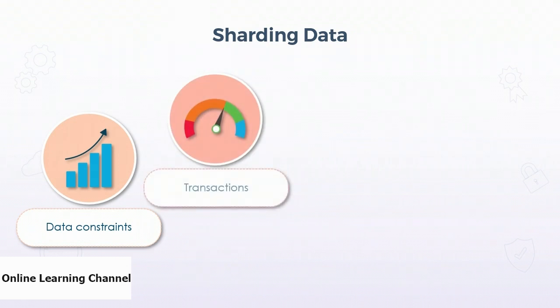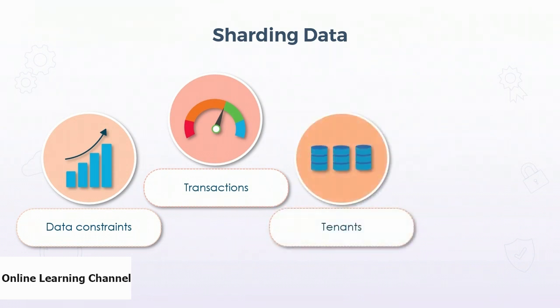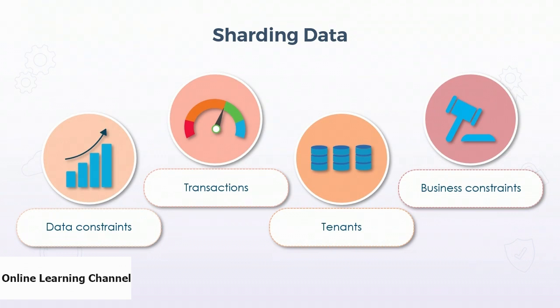The number of transactions that will be sent to the database may exceed the number of transactions that can be handled by the database. Tenants may be required to be physically isolated from each other. And database sections may be required to reside in different parts of the world for compliance, performance, or geopolitical reasons.